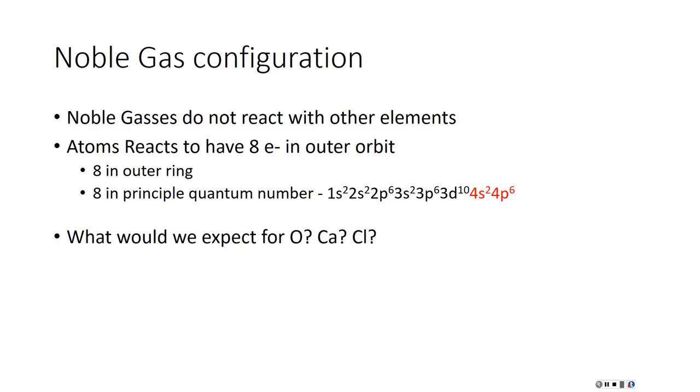So, for example, krypton here is going to have a 4s2, 4p6 arrangement in it at this point. And because those add up to 8, it's incredibly stable. And we see this time and time again. Atoms are going to react so that they pick up or lose electrons to get to this 8.